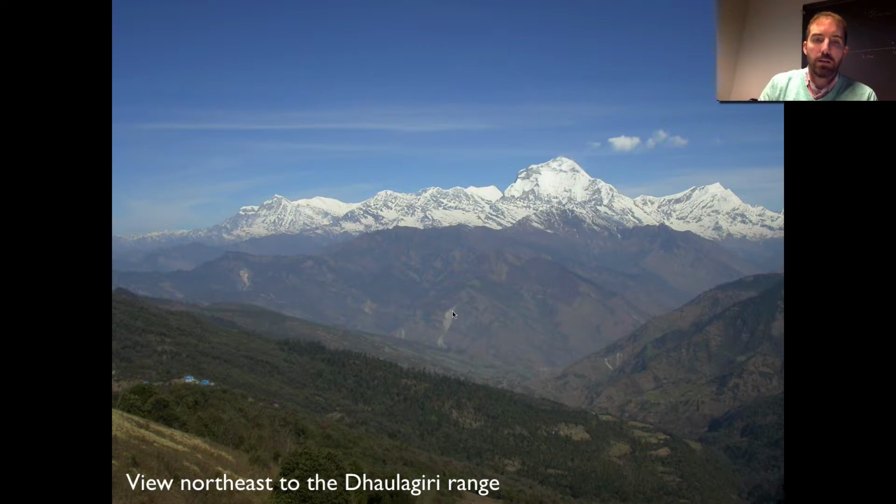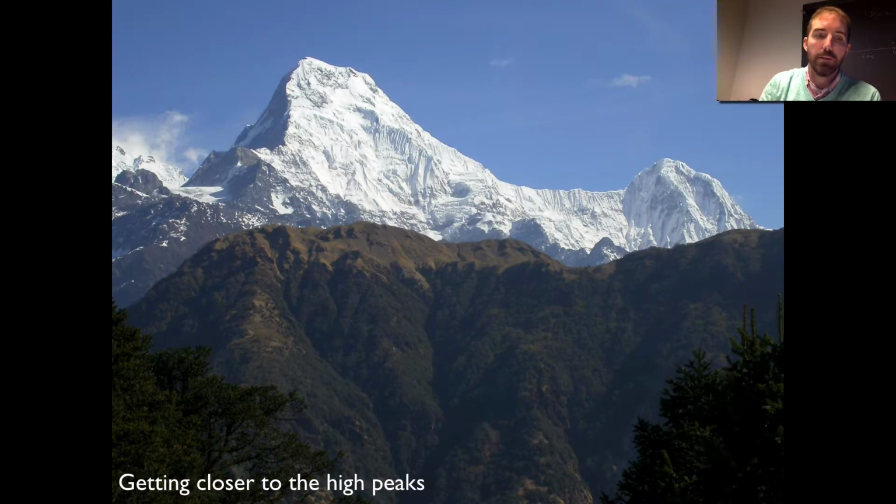To get up to these high peaks, we're looking off to the northeast in this picture, and you can see here a landslide scar. There's a landslide scar here, a landslide scar here, a couple landslides there, one there, one there. As you get up to the higher elevations, you start to see landslide scars all over because the landscape is getting steeper. That's one of the indications you see in the geomorphology that you're getting into the higher part of the Himalaya.